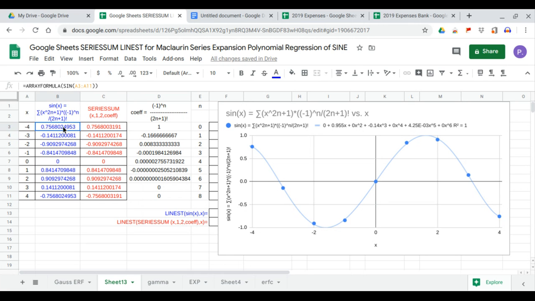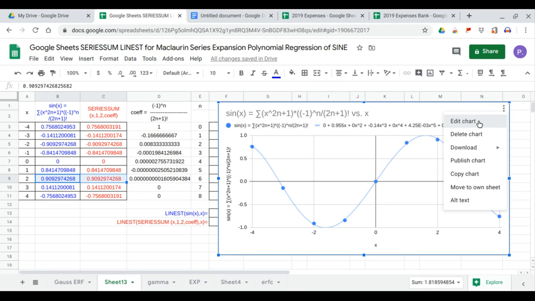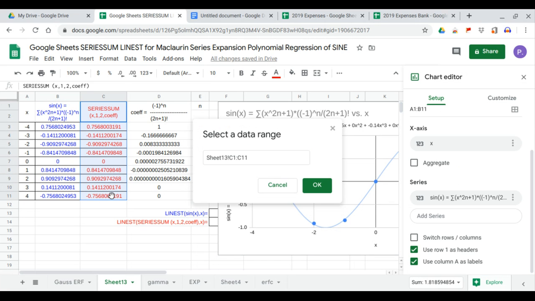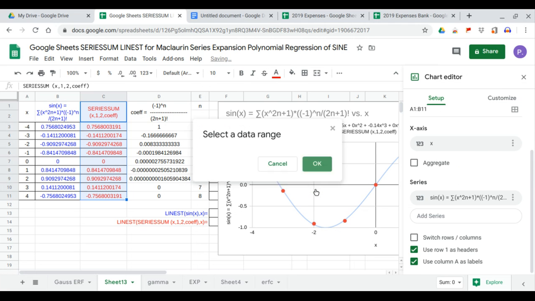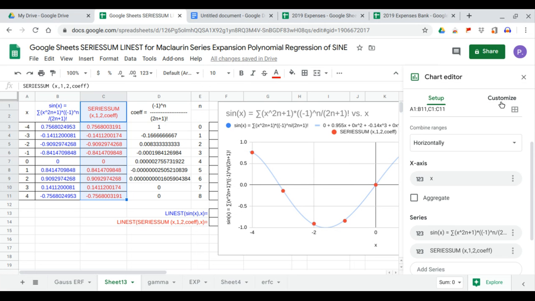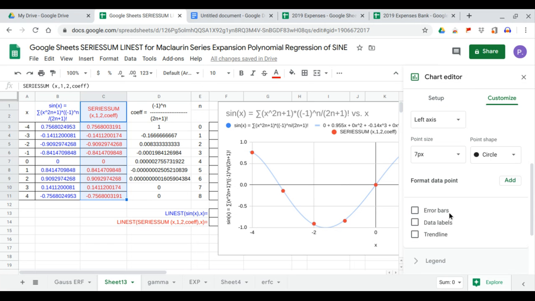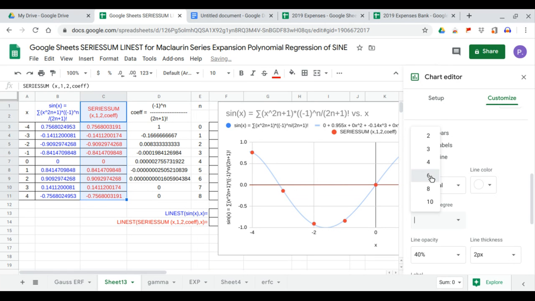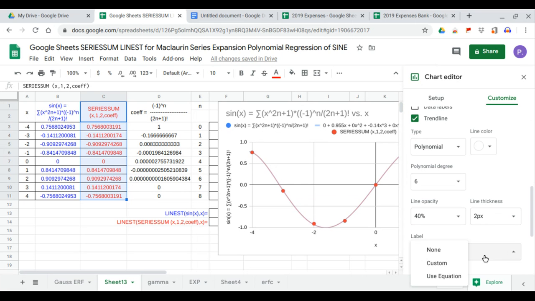So our values of x are, the expansion is the best approximation of our function sine. So they're almost the same. We can show that in the chart. So we enter this in the chart, edit chart, the series. We'll add the expansion, the Maclaurin series expansion of sine. And we'll also show the polynomial equation, the same level, the same degree. So the blue ones are now covered because they're the same. And we'll show the equation.